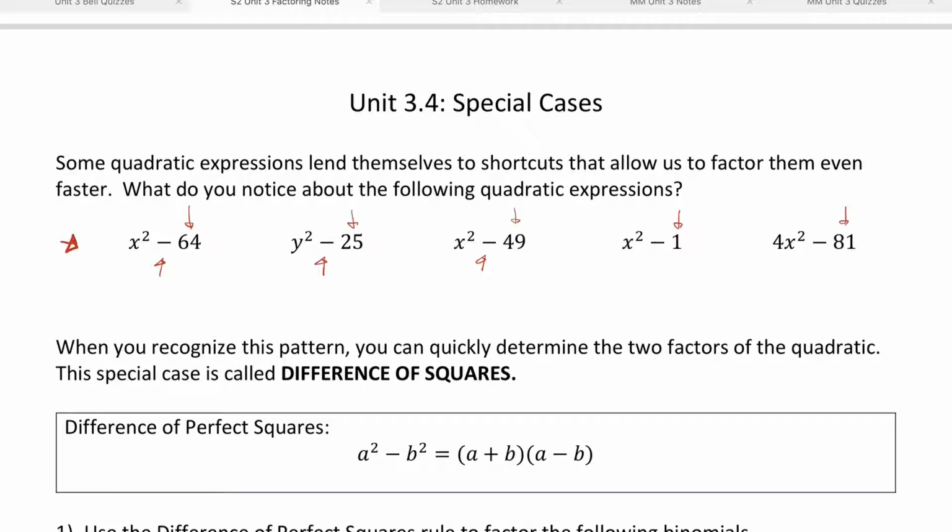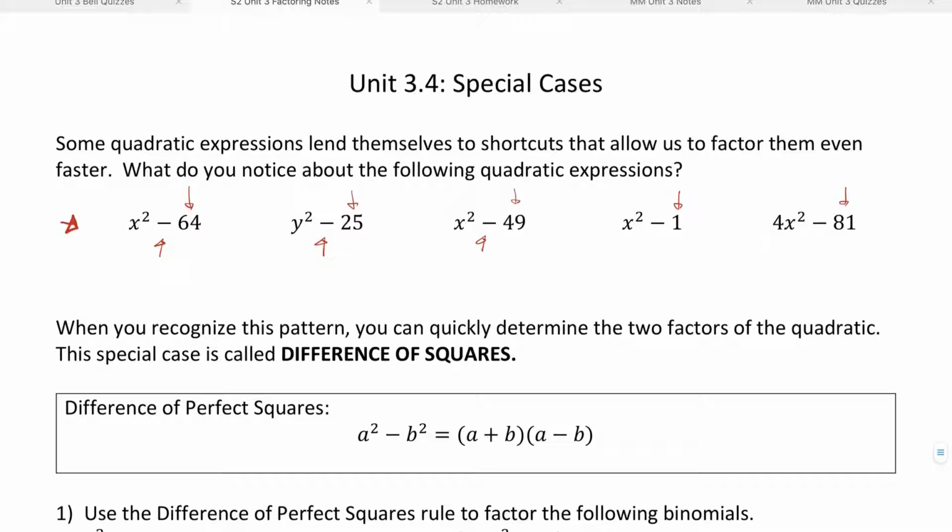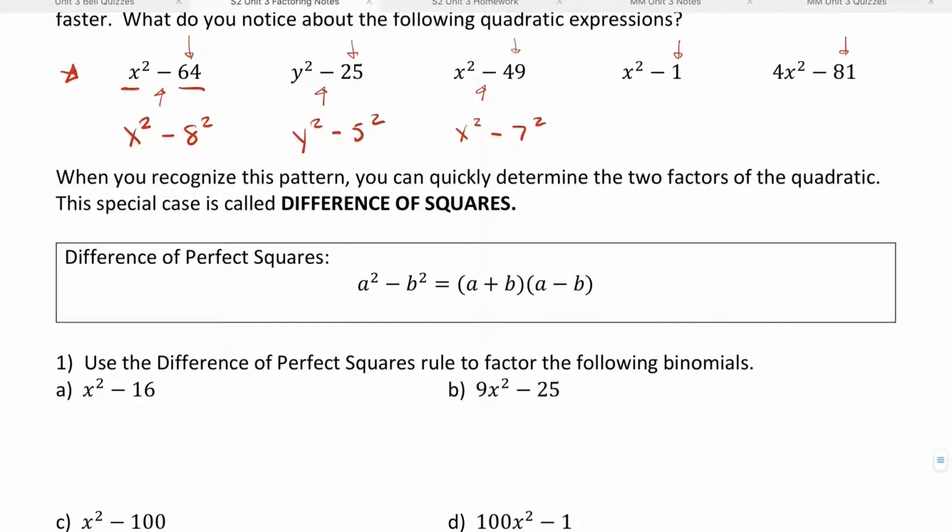All right, so when you have problems like this, we call this the difference of squares, which makes sense because we're doing the difference. Negative is a difference. And we have two perfect squares. You could rewrite this as x squared minus 8 squared, this as y squared minus 5 squared, or x squared minus 7 squared. So we could write these as perfect squares.